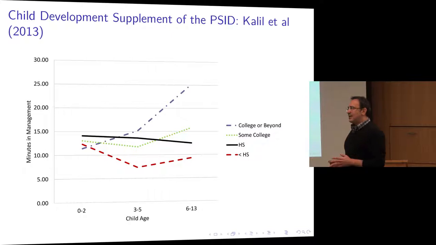This is a notion that there may be things that higher income parents know about child development that lower income parents actually don't know about child development. This is a fascinating topic, but to my surprise, no economist had actually put together a model in which parents don't know how the process of development actually happens.